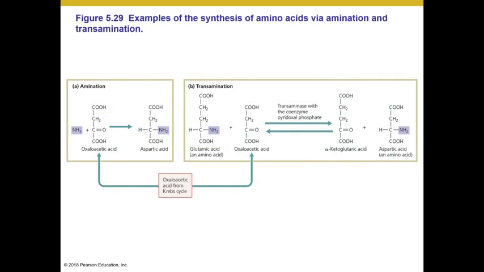Amino acids can be made by amination, adding an amino group, or transamination, transferring it from one molecule to another. Nitrogen is required, so if it's missing, protein synthesis slows or stops. NCLEX connection. This is why nitrogen balance matters in burn patients and post-surgical recovery. They need lots of amino acids for tissue repair.